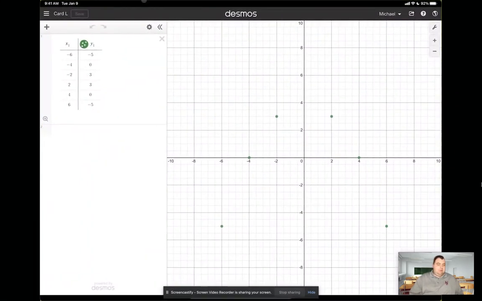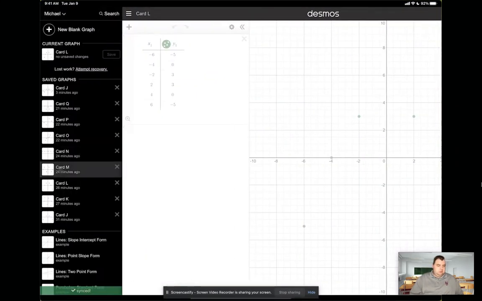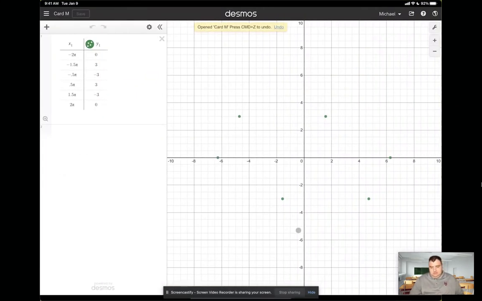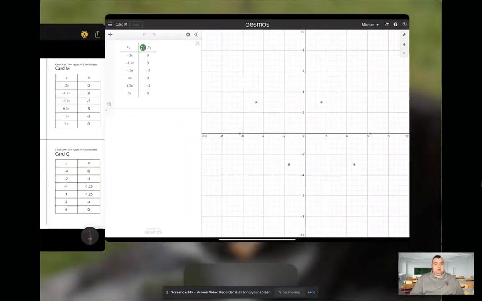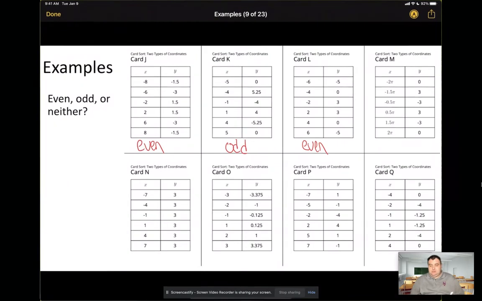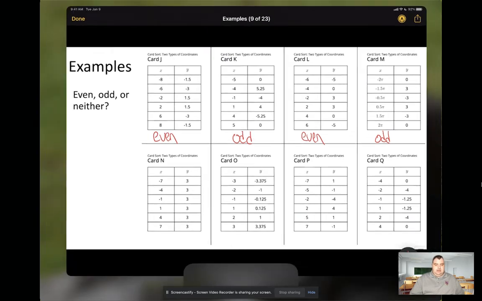Card M, definitely not an even function. It's not symmetric about the y-axis. However, if I look at this upside down, or turn my iPad upside down, it does look exactly the same. So this is an odd function. So card M is an odd function.